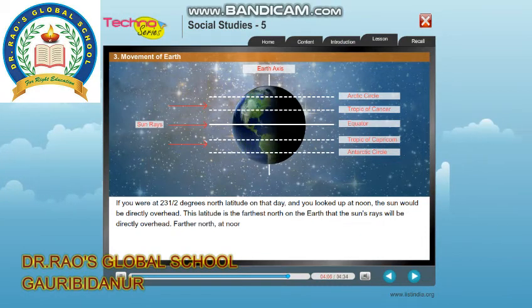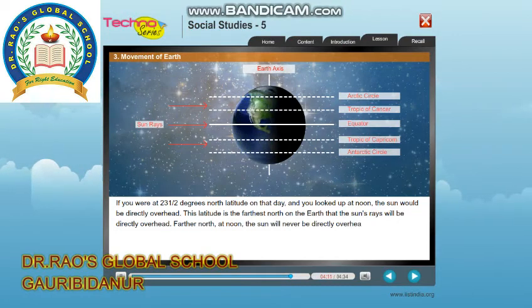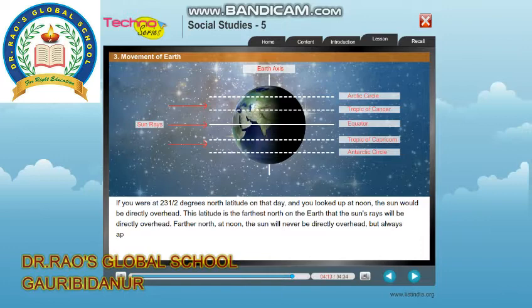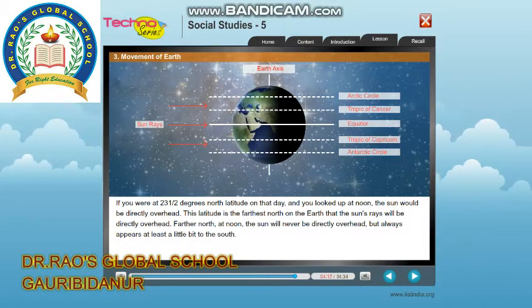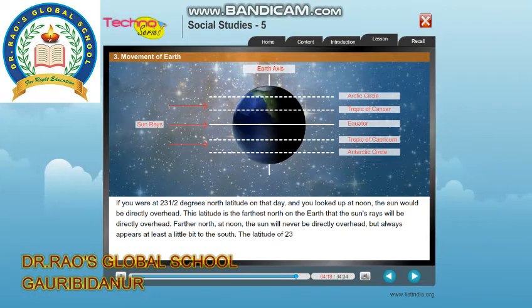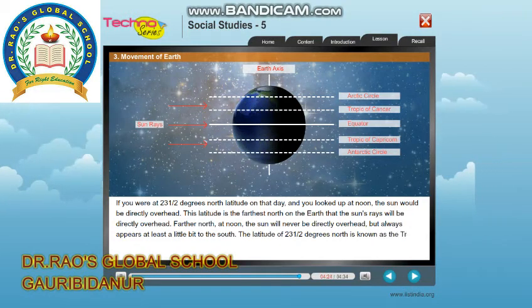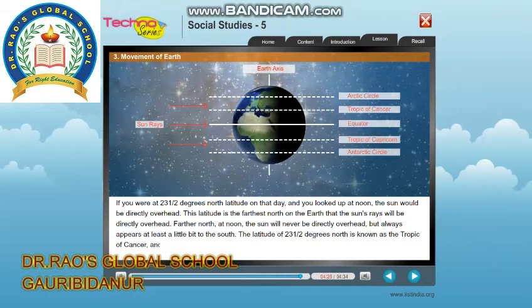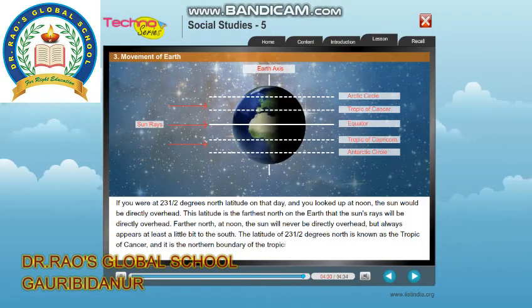Further north, at noon, the sun will never be directly overhead, but always appears at least a little bit to the south. The latitude of 23.5 degrees north is known as the Tropic of Cancer, and it is the northern boundary of the tropics.